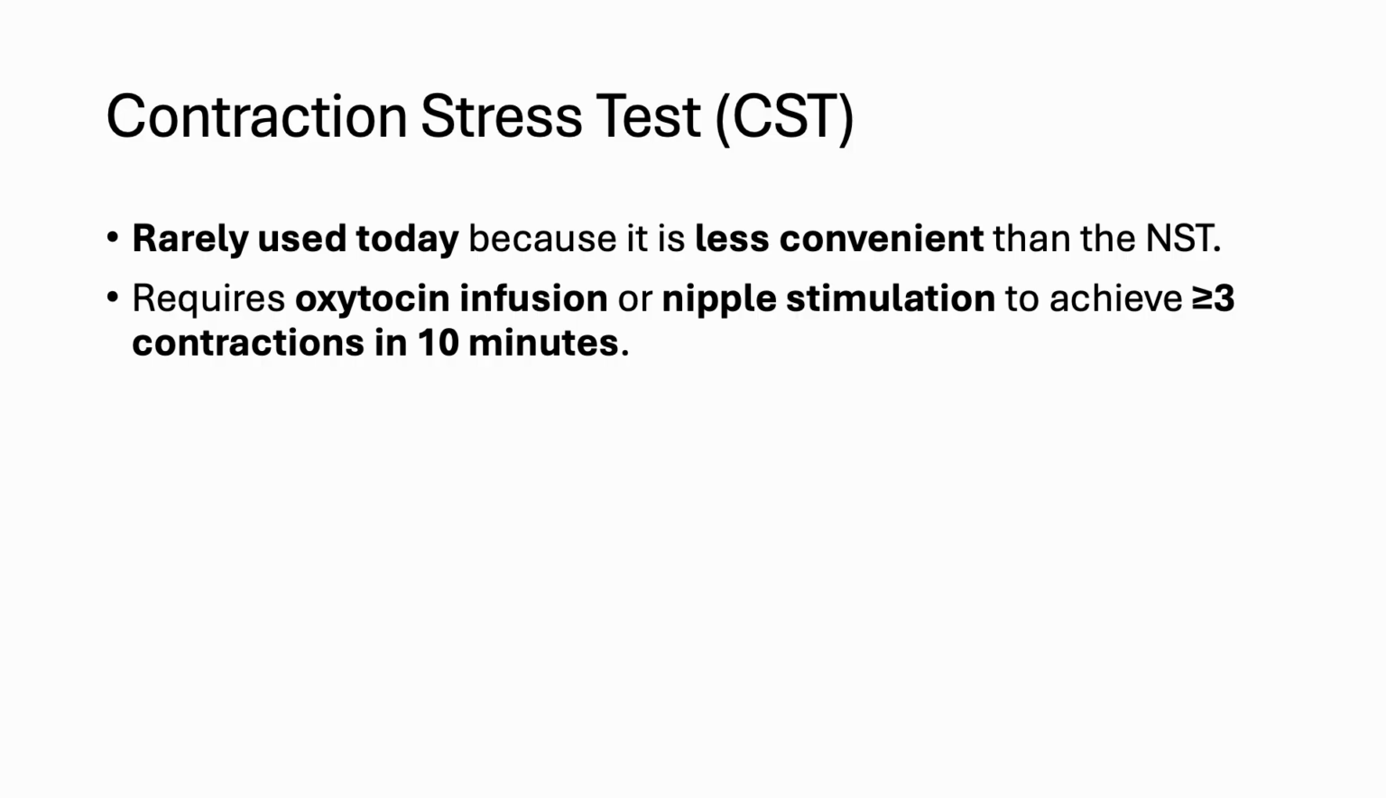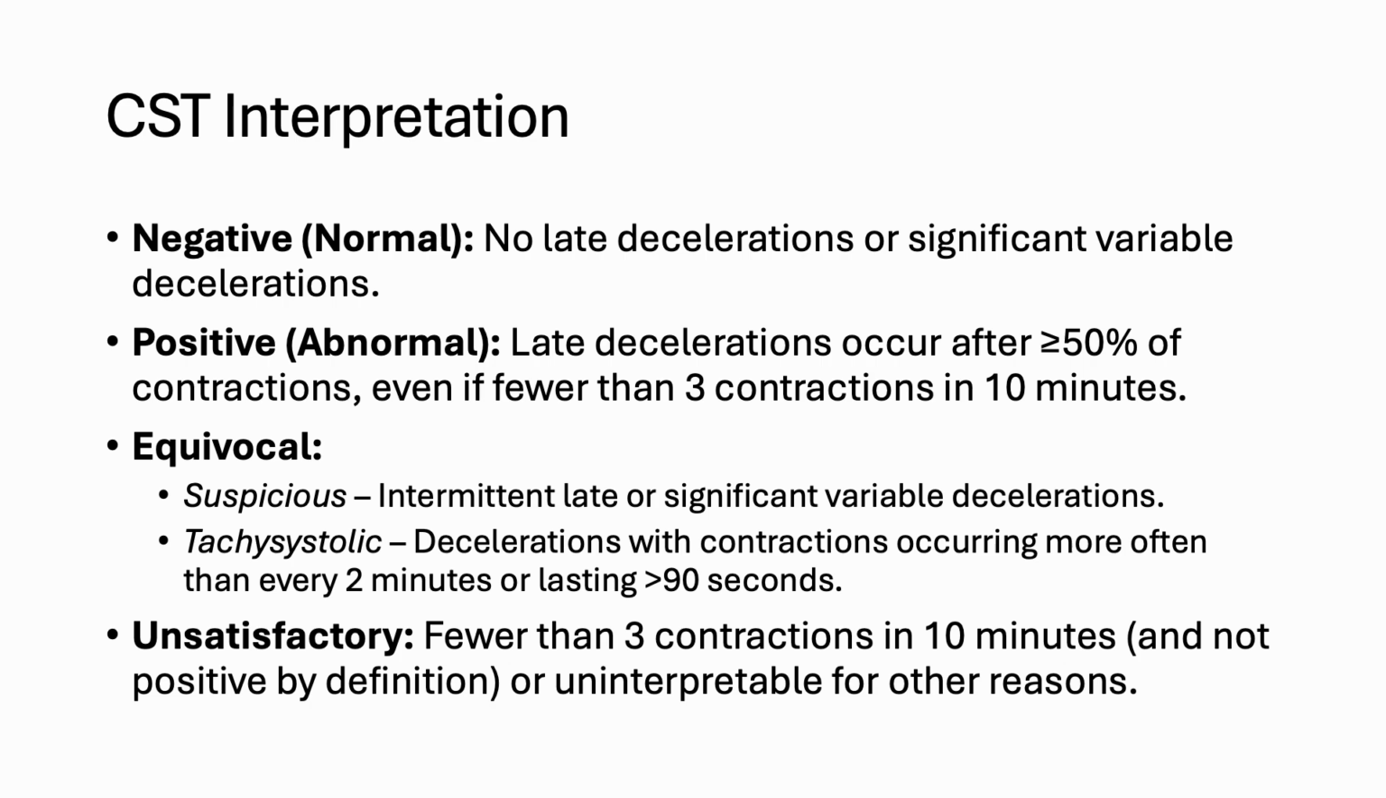So the contraction stress test, or CST, is rarely used today because it's less convenient than an NST. I haven't seen one actually used in my practice outside of an induction of labor situation. It does require oxytocin or nipple stimulation, where we need to achieve 3 or more contractions in a 10-minute period for the test to be done. So as we interpret it, if it is a negative test, that is normal. As opposed to an NST, where reactive or positive is a good thing, here, if it's negative, then that's a good thing.